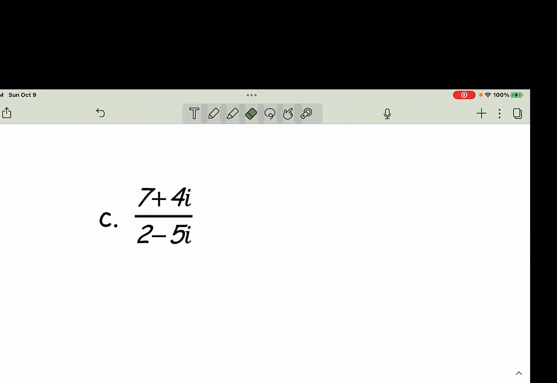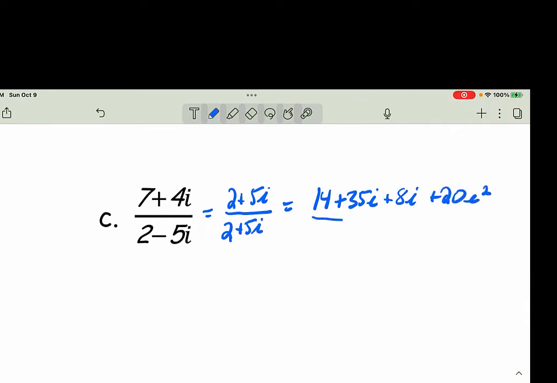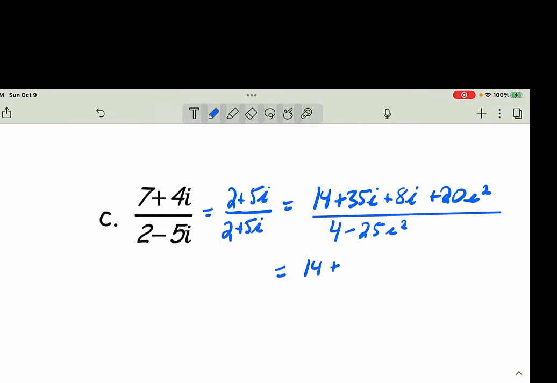So notice we're going to multiply this by the conjugate of the bottom in both the numerator and the denominator. So it's going to be 2 plus 5i, 2 plus 5i, and then we simply FOIL it. So it's going to be 14 and then plus 35i plus 8i plus 20i squared all over 4 minus 25i squared, and that's going to equal 14 plus 43i minus 20 all over 4 minus 25 times negative 1, which is going to be plus.